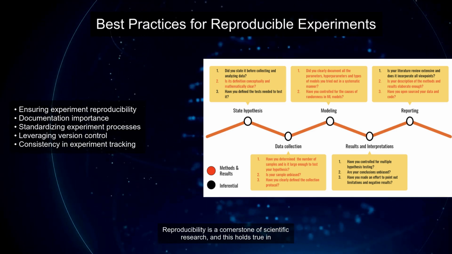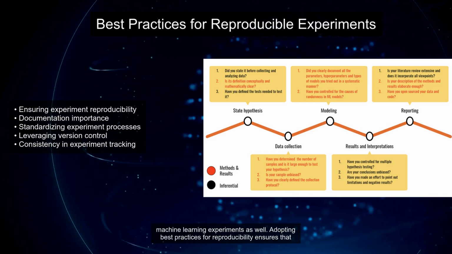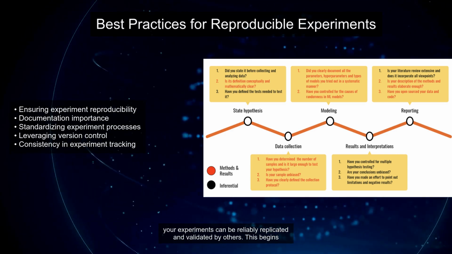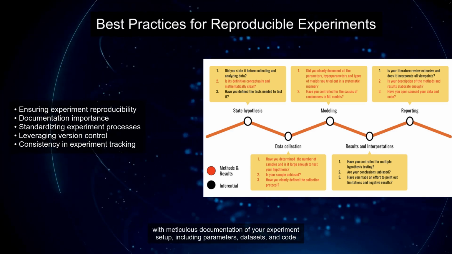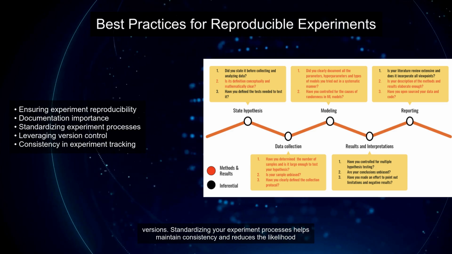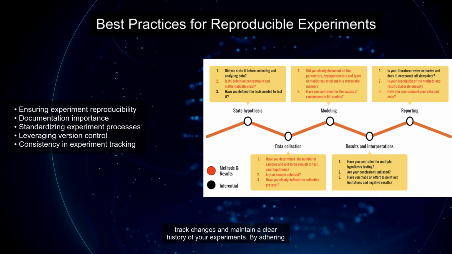Reproducibility is a cornerstone of scientific research, and this holds true in machine learning experiments as well. Adopting best practices for reproducibility ensures that your experiments can be reliably replicated and validated by others. This begins with meticulous documentation of your experiment setup, including parameters, datasets, and code versions. Standardizing your experiment processes helps maintain consistency and reduces the likelihood of errors.